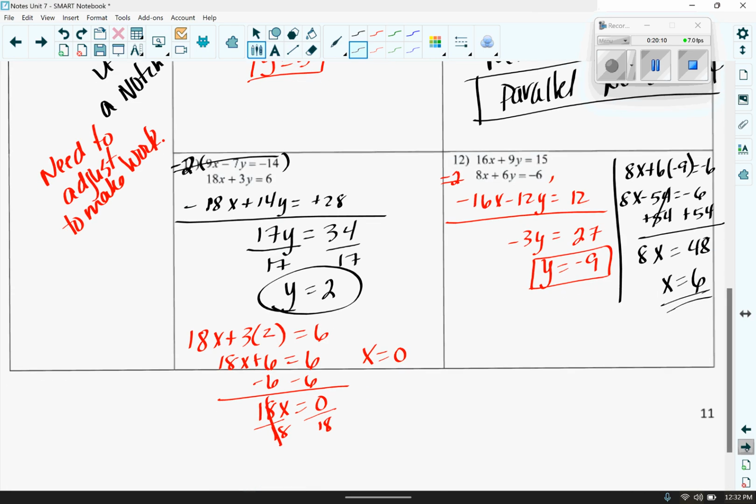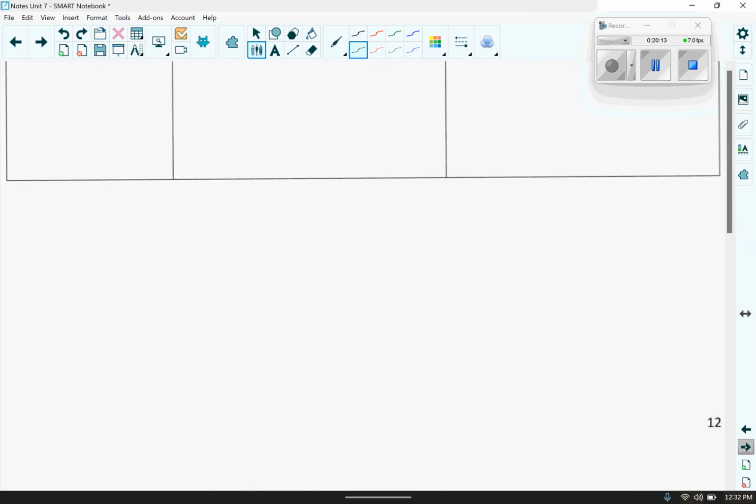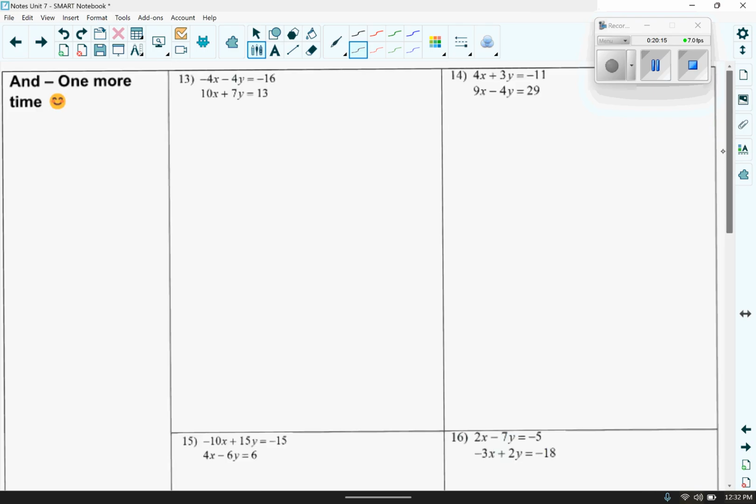That is the process. Now it gets a little bit more in depth here on this next set because they're not going to be multiples of each other. So I'm going to pause this video and I'm going to make a new video for the second day of elimination.